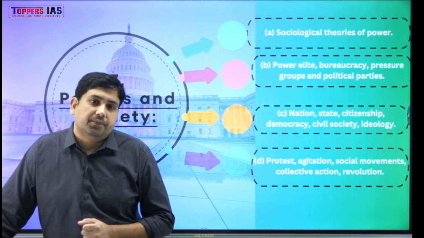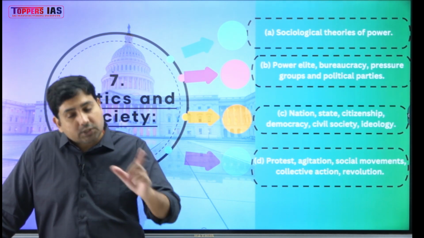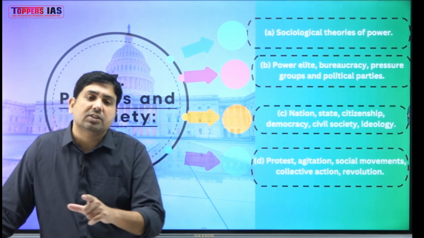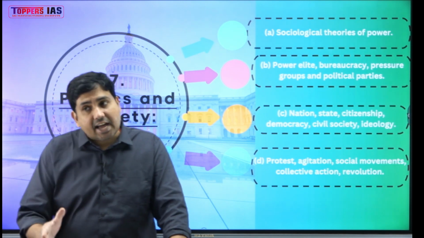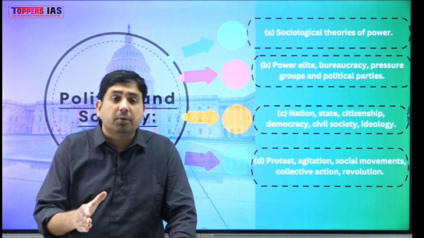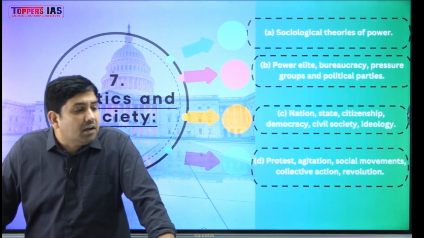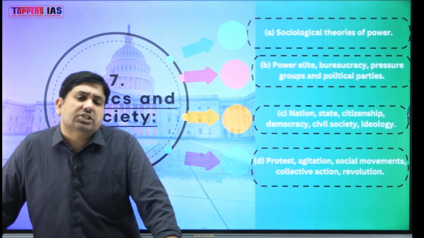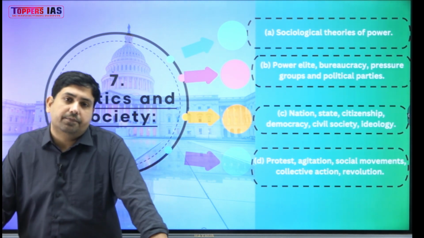Democracy. What is democracy? A system of government where supreme power is vested in the hands of the people and exercised directly by them, or by their elected agents under a free electoral system. Clear?